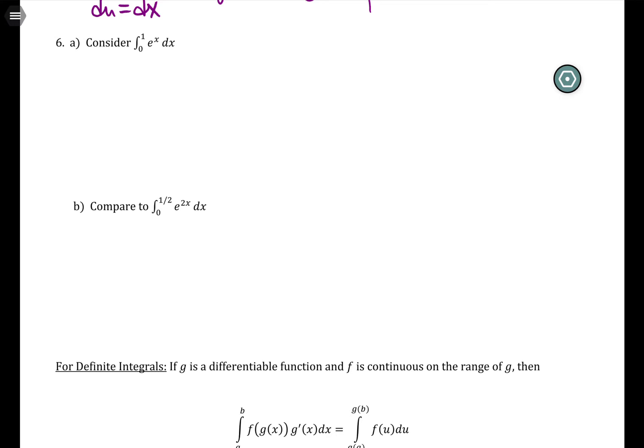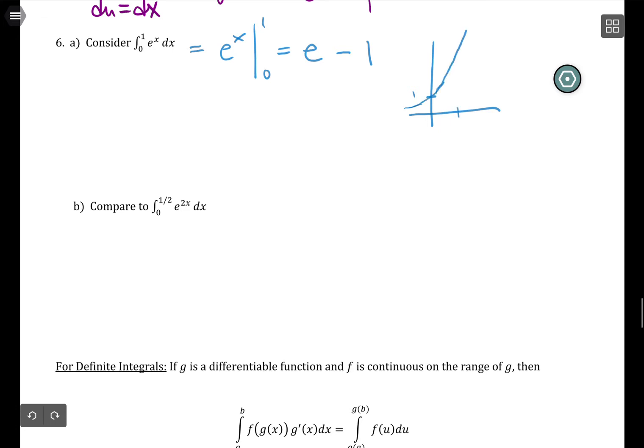When we try the integral from 0 to 1 of e to the x dx, that again is a nice basic function. The antiderivative of e to the x is e to the x, and then I just have to evaluate. So I get e to the 1 minus e to the 0. And if we're thinking about pictures, 0 to 1, so this crosses through 1. So it's going like this, and then 1, e, and we're looking for this little stretch of area right in here.